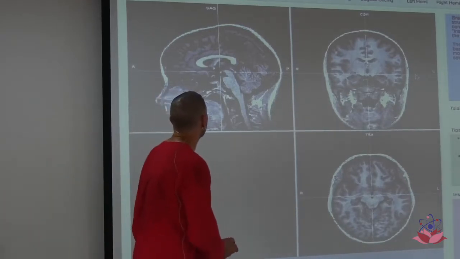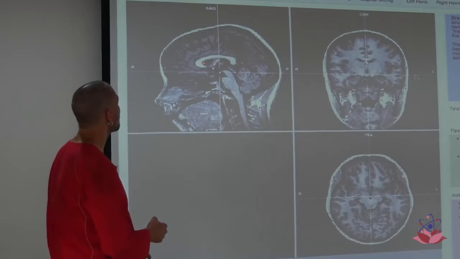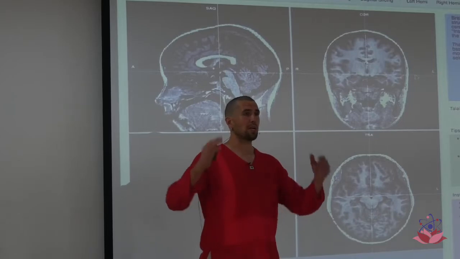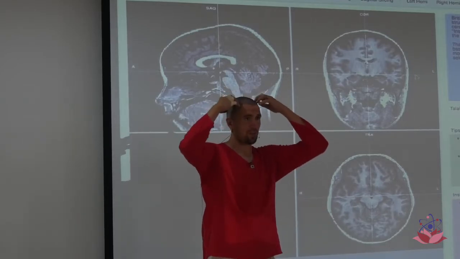Yeah. And right in the middle of the brain, we can actually see a really important structure. So you probably know that our brain is divided into two sides or hemispheres.